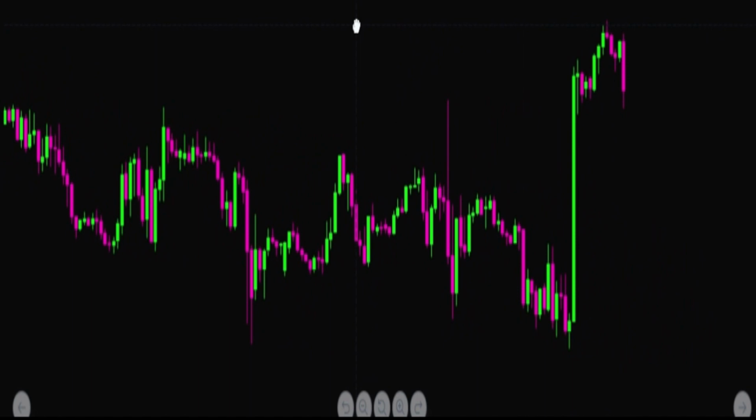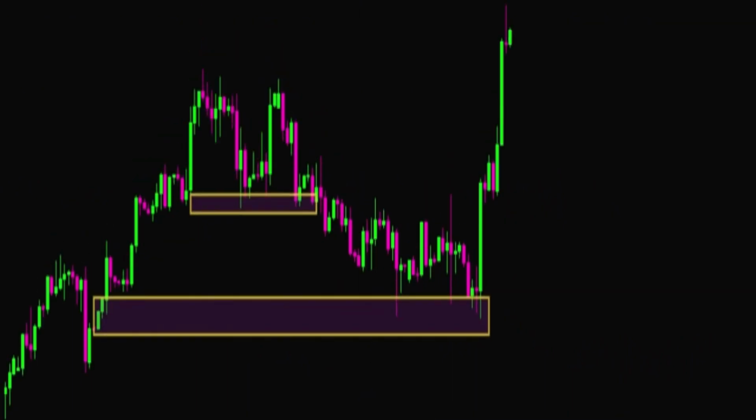Now let us see the same chart on the higher time frame, which is the 4-hour time frame in this case. We can see that the market has respected this higher time frame bullish order block zone as it went above after reaching this zone. And this is why I recommend you use multi-time frame analysis while placing orders in the market.